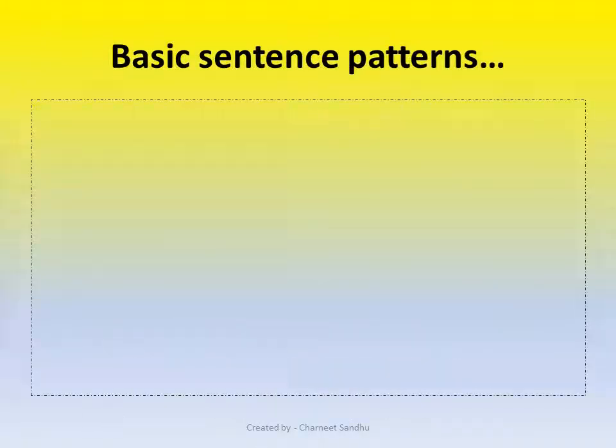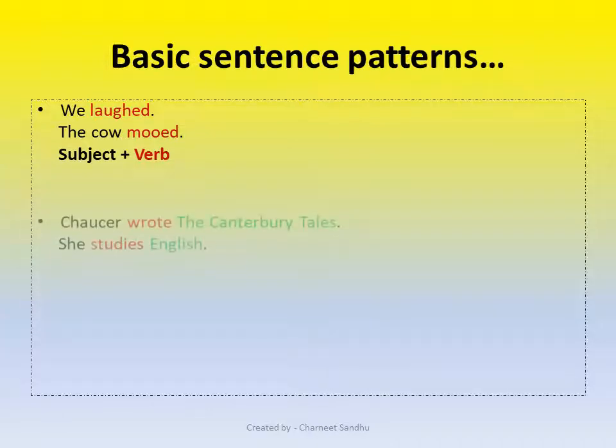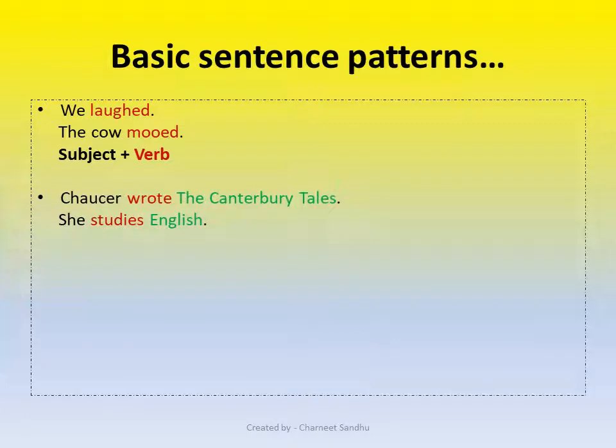Basic sentence patterns. We laughed. The cow moved. Here, in these two sentences, the structure is subject plus verb. Chaucer wrote the Canterbury Tales. She studies English. The structure is subject plus verb plus direct object.